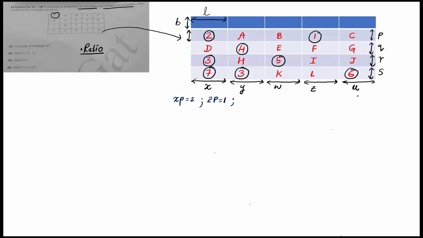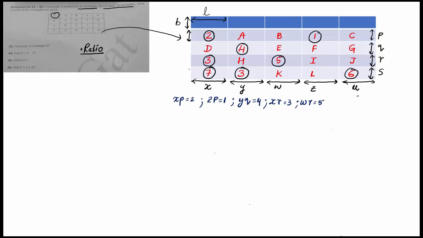And let's go to the second row. This has a length of Y and breadth of Q, so Y into Q is equal to 4. And what else do I have? I do not have any other values in the second row, so I'll just go to the third row, which has 3, and this value has a length of X and a breadth of R. So X into R is equal to 3, and then this is W into R. So W into R is equal to 5.